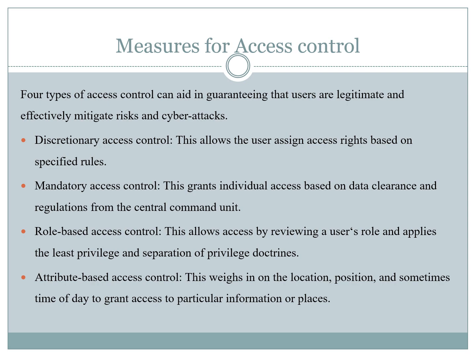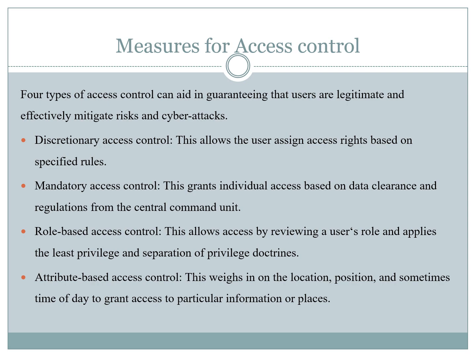Measures for access control. Four types of access control can aid in guaranteeing that users are legitimate and effectively mitigate risk in cyber attacks. Discretionary access control allows the user to assign access rights based on specified rules. Mandatory access control grants individual access based on data clearance and regulations from the central command unit. Role-based access control allows access by reviewing a user's role and applies the least privilege and separation of privilege doctrines.